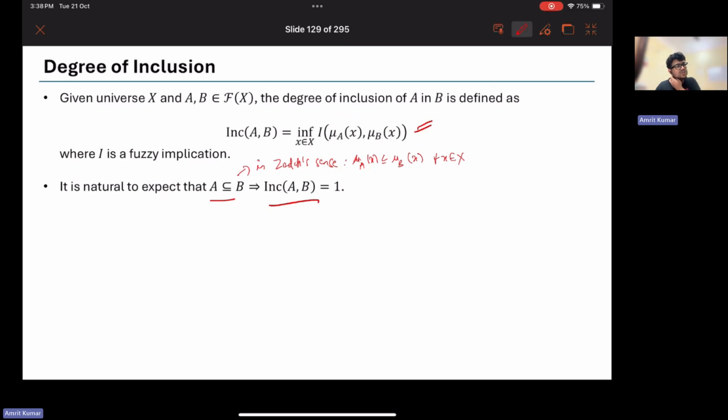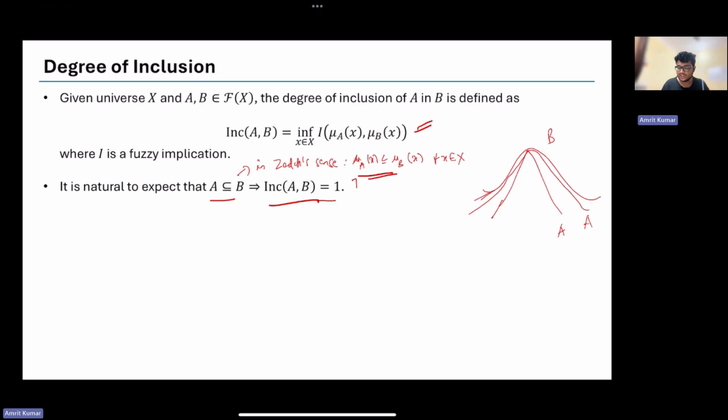And why is it natural to expect this? Because Zadeh's definition tells you that the graph of the membership function of A is always going to lie below the graph of the membership function of B. So if your B looks like this, your A has to look like this or like this. So intuitively speaking, it seems that A is completely included in B, or the degree of inclusion of A in B is equal to 1, right?